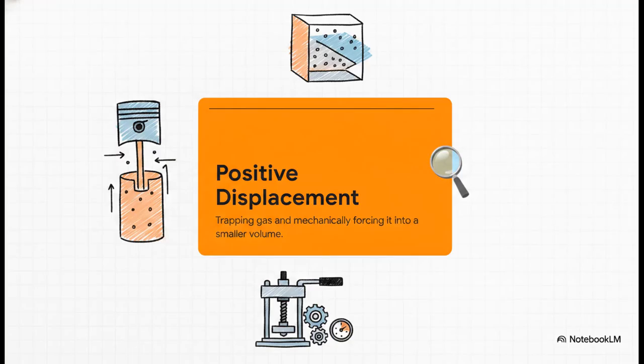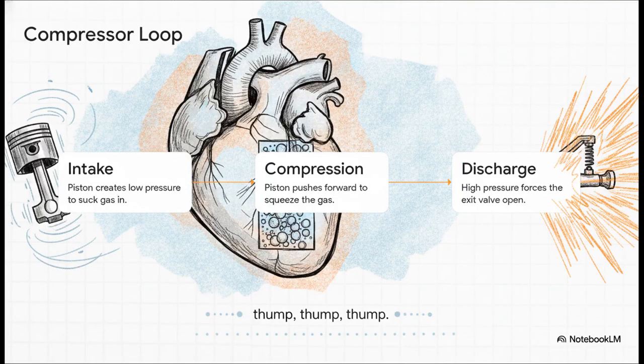Now, there are a few ways to compress gas, but positive displacement is arguably the most fascinating. It's not about blowing gas really fast. No, it's about physically trapping it in a room and then literally shrinking the walls of that room until the gas is just squeezed into submission. It is brute mechanical force at its absolute finest. And this whole process creates this continuous mechanical heartbeat.